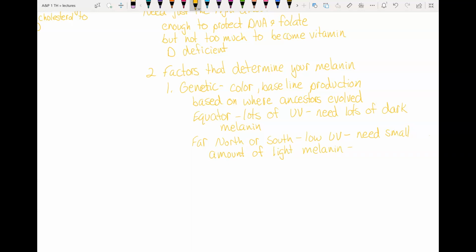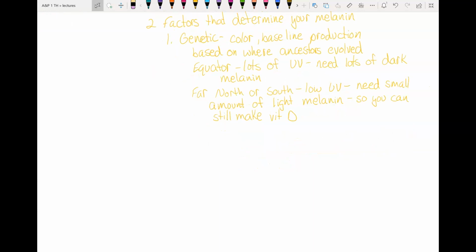This way you can make vitamin D. Even though there's only a little bit of sunlight there, you're still able to make enough vitamin D to keep yourself alive if you have just a small amount of light melanin. Okay, so genetic. But not everybody today lives where their ancestors lived 20,000 years ago. So your own body can also adjust based on your UV exposure.